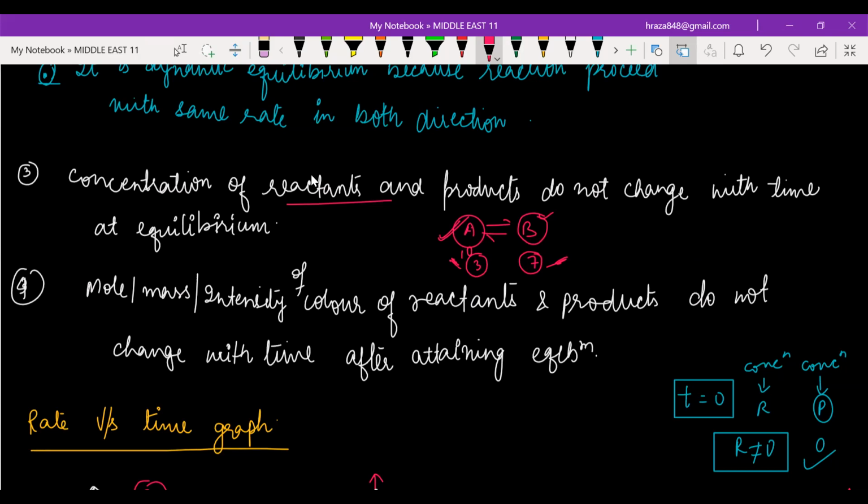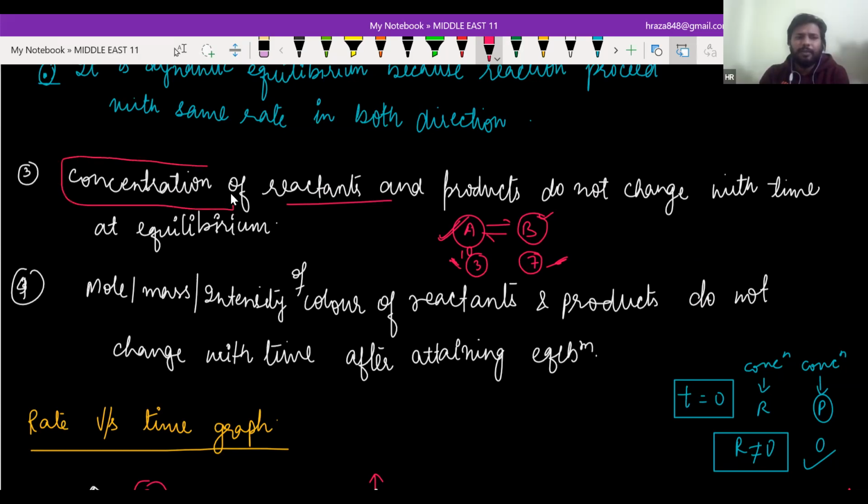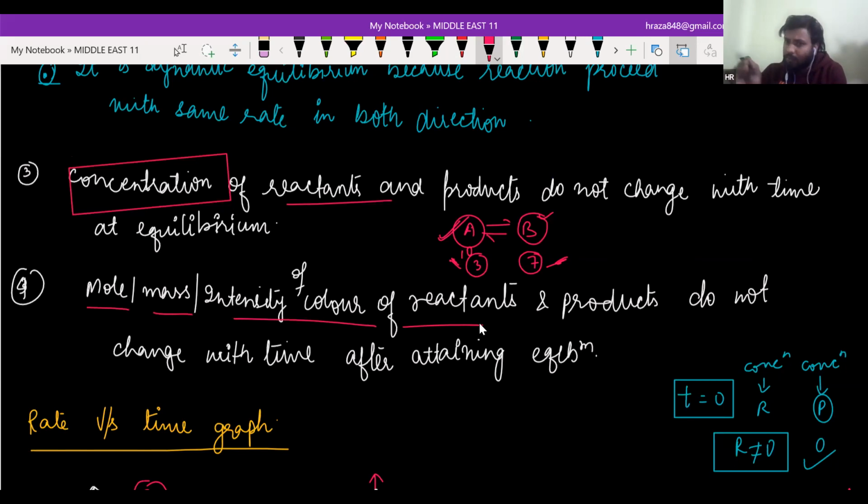Now talking about concentration, concentration represents what? Moles per liter. So in terms of mole, mass, intensity of color, reactants as well as products should not change with time. It is the same point as the previous one, that this should not be changed. It should be constant. This point represents equilibrium. Is that clear?